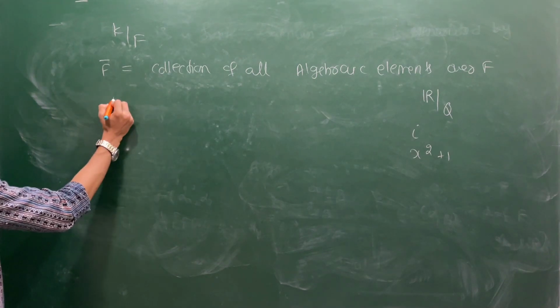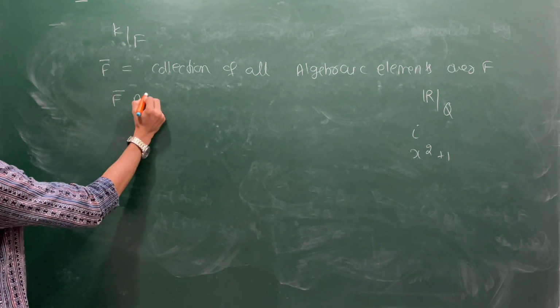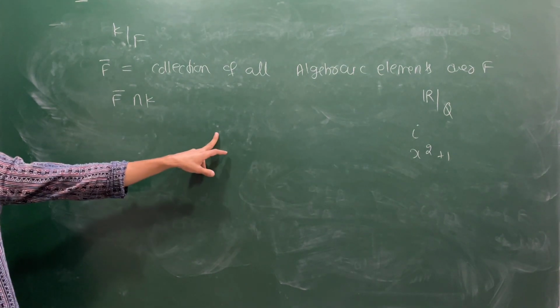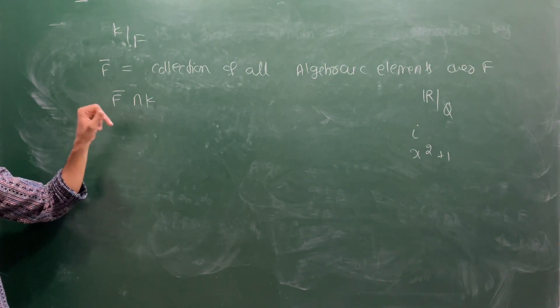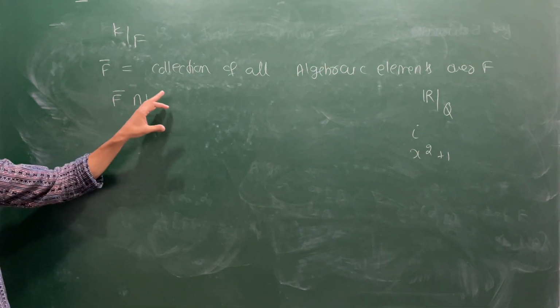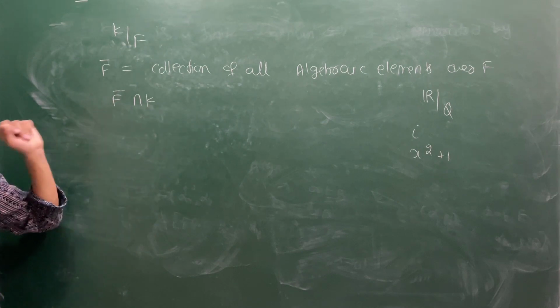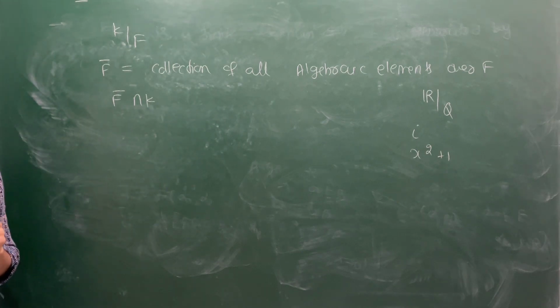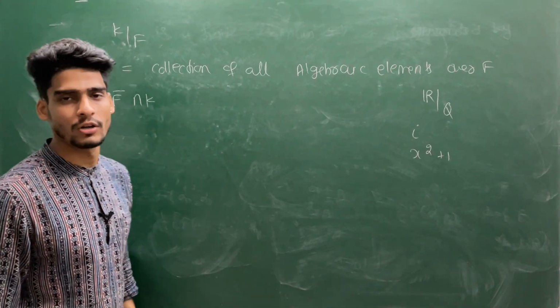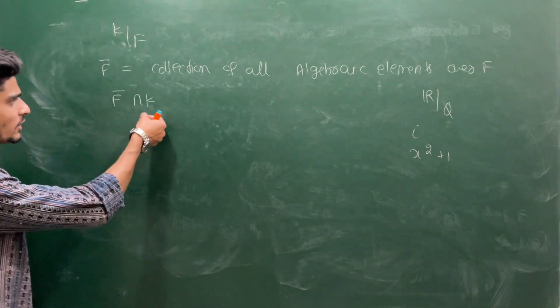So if I restrict to F bar intersection K, that means the collection of all the algebraic elements over F which are available in K, I choose all those elements which are available in K and algebraic over F. Whether this is going to form a subfield or not, and what can you say about this subfield?